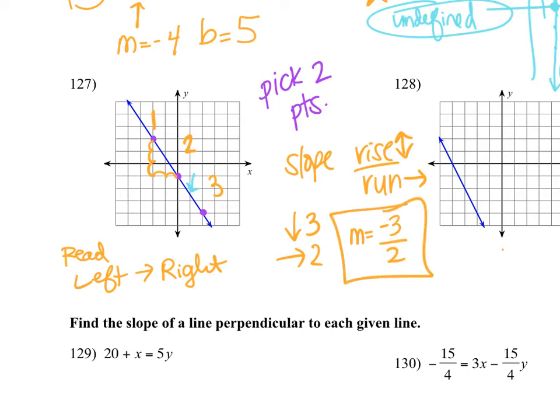And let's just double check that again from my second point to my third. So 1, 2, 3 over 1, 2. Yes, it is the same slope and it is a straight line. So negative 3 over 2 would be my answer.